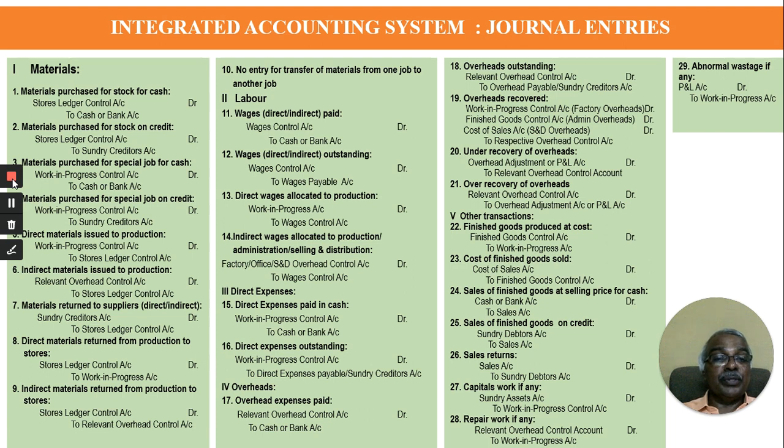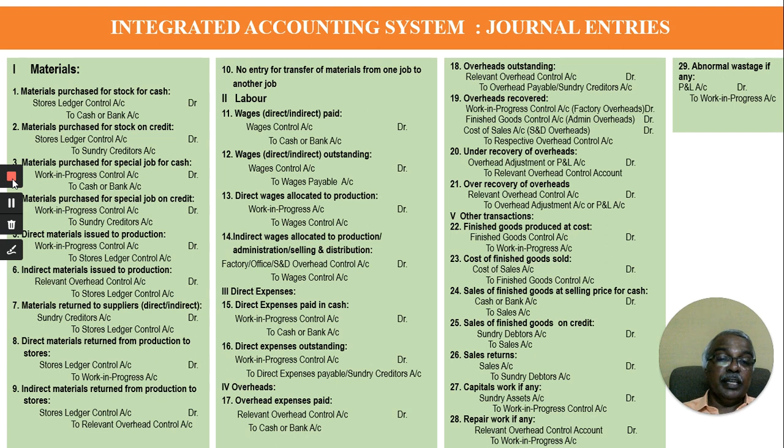Sales of finished goods, if the sales is done in cash, so cash account or bank account debit to sales account. If it is on credit, sundry debtors account debit to sales account. If there is any sales return, sales account debit to sundry debtors account, that is the journal entry that needs to be passed. If there is any capital items, assets, or any other transactions found in the integrated accounting system, sundry assets account debit to work in progress control account, that is the journal entry needed.